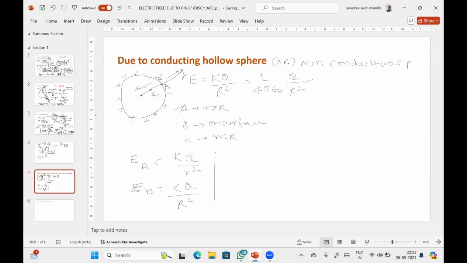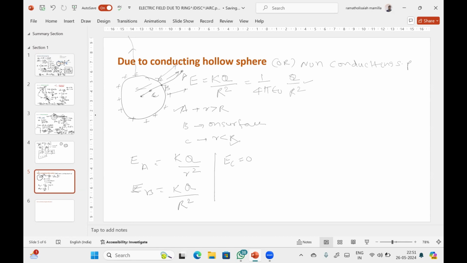If the point is inside, for r less than R, EC is equal to 0. Because, as already explained with the gun example, the field lines always act away perpendicularly from the surface, radially outwards. Inside the sphere, in the conducting shell, there is no charge, so there are no field lines. So EC is equal to 0. So you got this one.